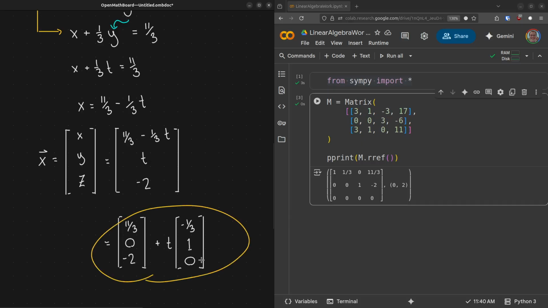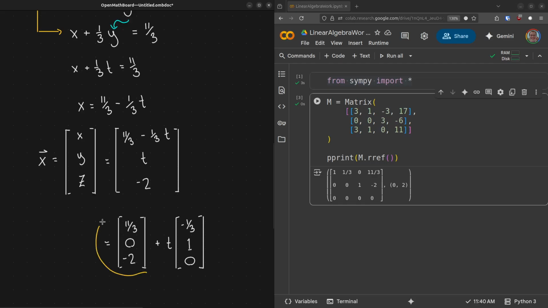Any point, any x, y, z that can be expressed in this form would be a solution to this system of equations. So if I set t equal to 0 and set x, y, and z equal to 11/3, 0, -2, that would solve the system of equations. If I set t equal to 1 and get 11/3 plus 1 times -1/3 for x, and 0 plus 1 times 1 for y, and -2 plus 1 times 0 for z, that would be a different point that solves the system of linear equations. We have infinitely many points that solve this system.